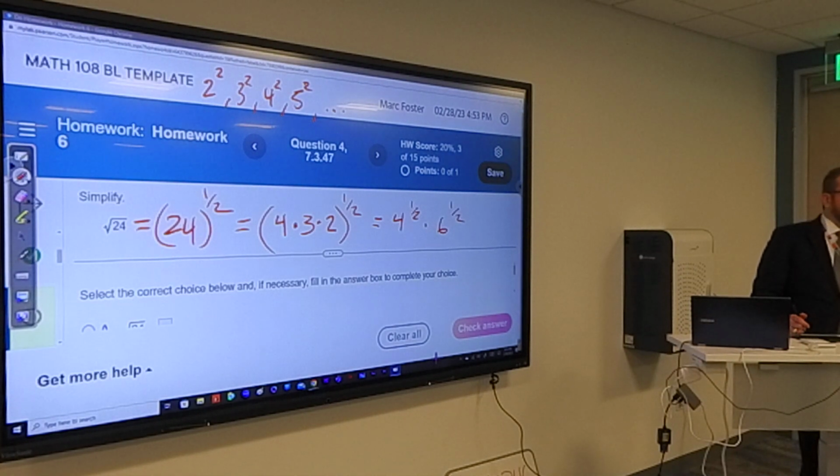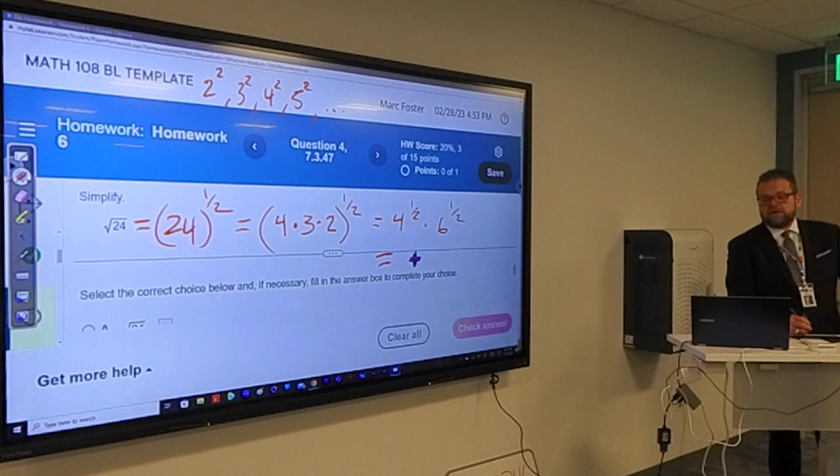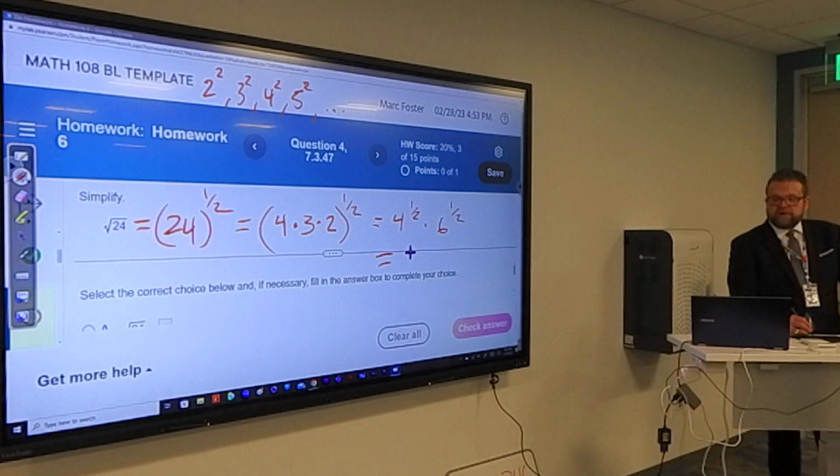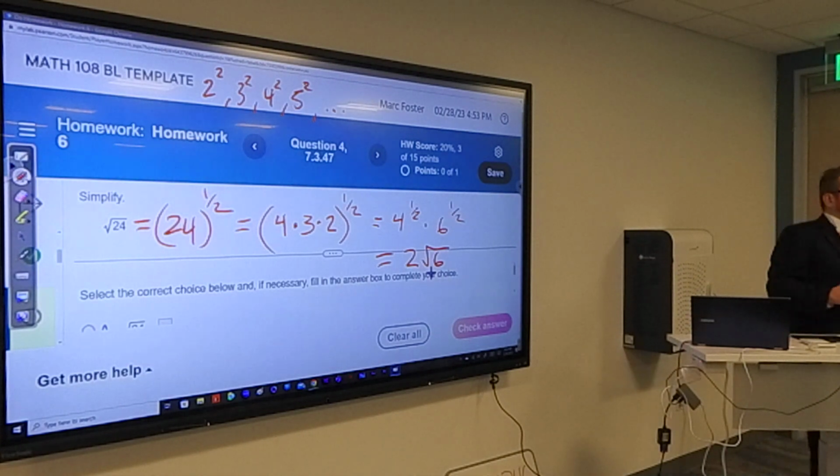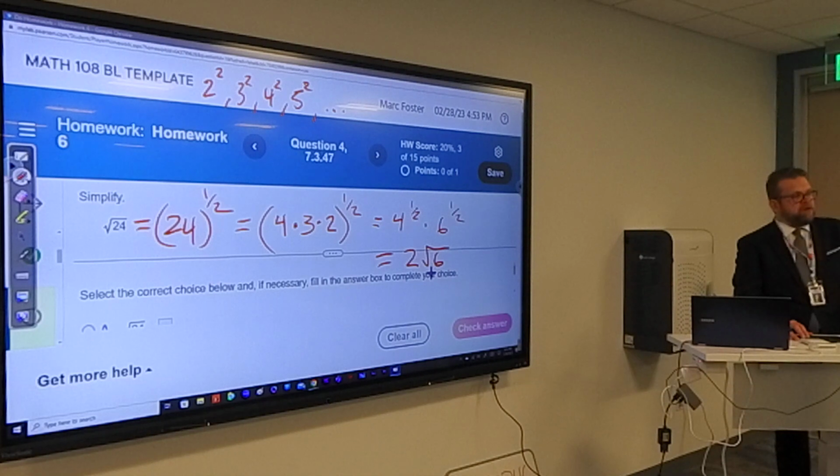4 to the 1/2 is what? 2, because it's just the square root of 4, so we would conclude by saying this is 2 square root of 6. 6 is composed of 2 prime numbers. It's built out of a 2 and a 3. There's not a pair of anything, so it won't have a perfect square as a factor.